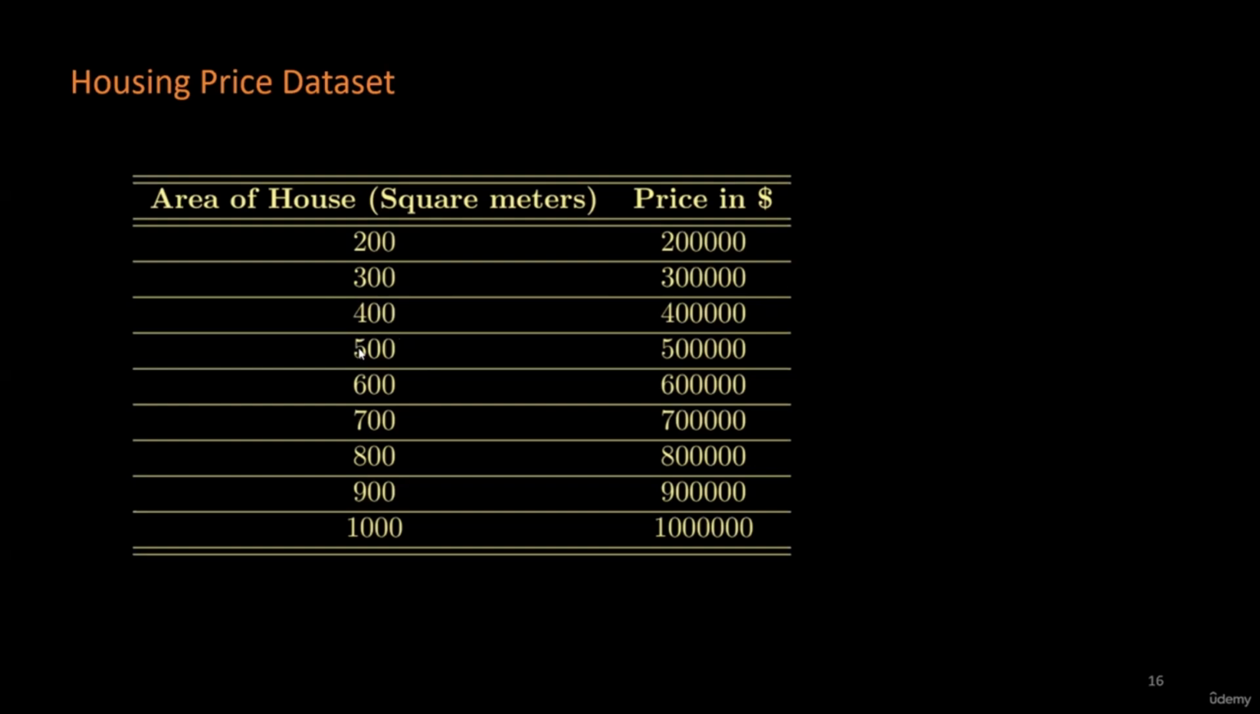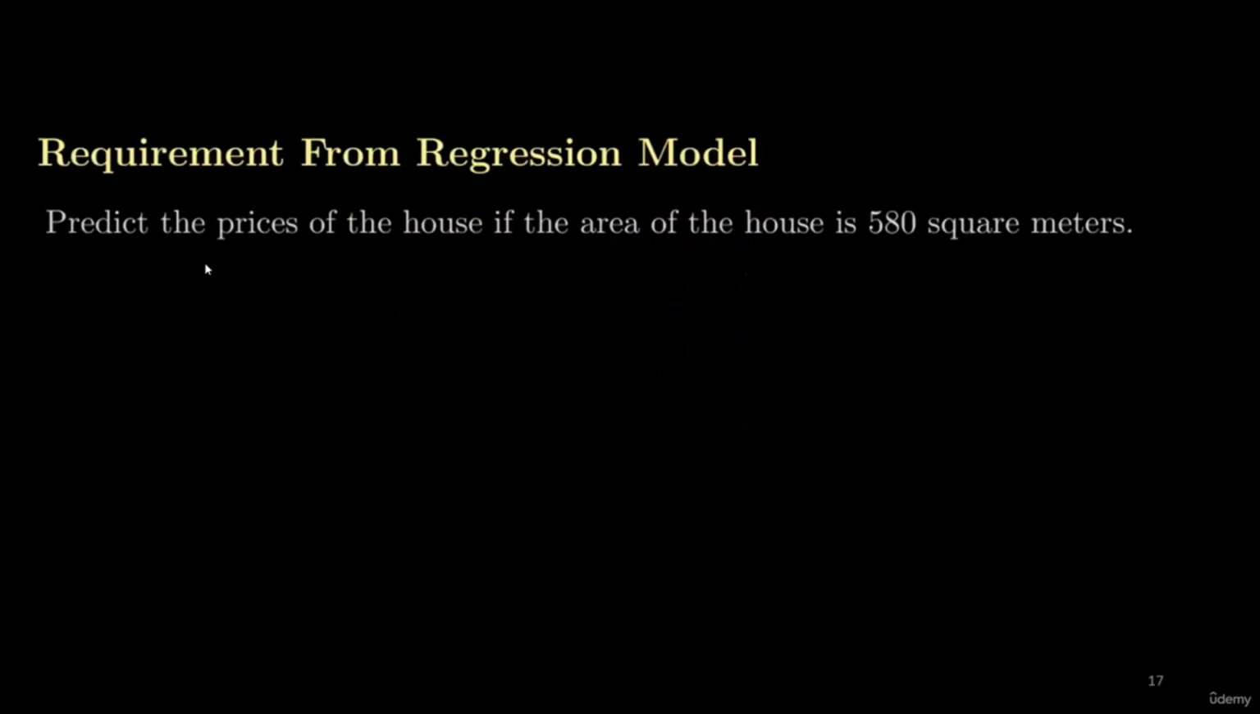So if I give a value of 580 square meters, now 580 square meters is not present in the dataset, but since the regression model has trained, our requirement is that the model should be able to predict the price of a house whose square area is 580. That is, our requirement from the regression model is to predict the price of the house if the area of the house is 580 square meters.